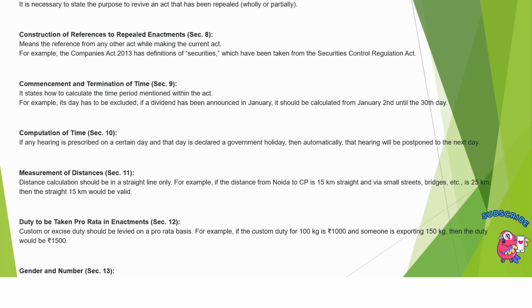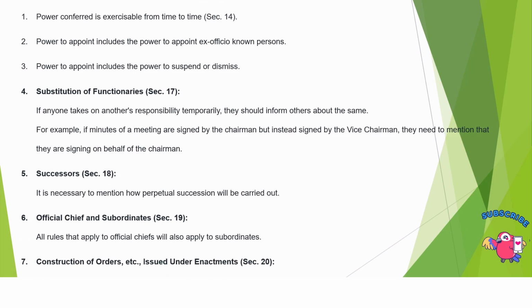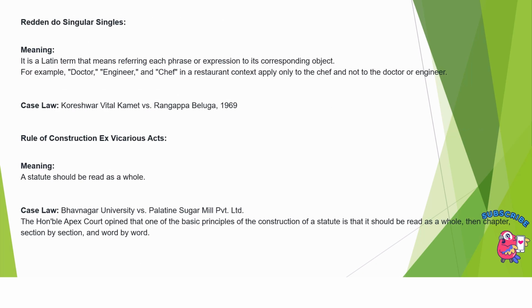These are the sections, and powers and functionaries are mentioned under section 14 to 19. Substitution of functionaries is section 17. Successor, section 18. Official, chief and subordinate, section 19. Construction of orders etc., section 20.